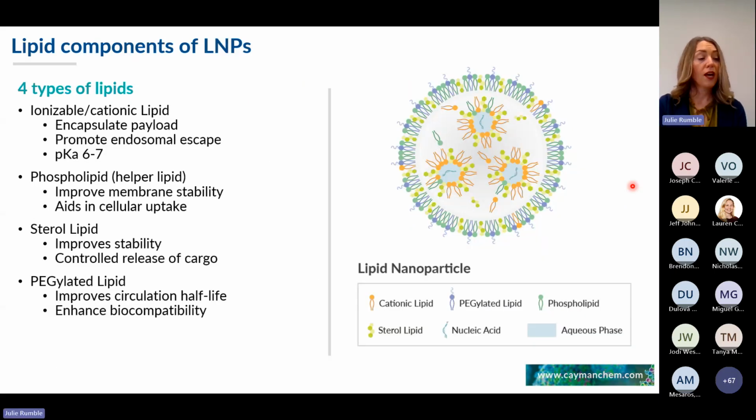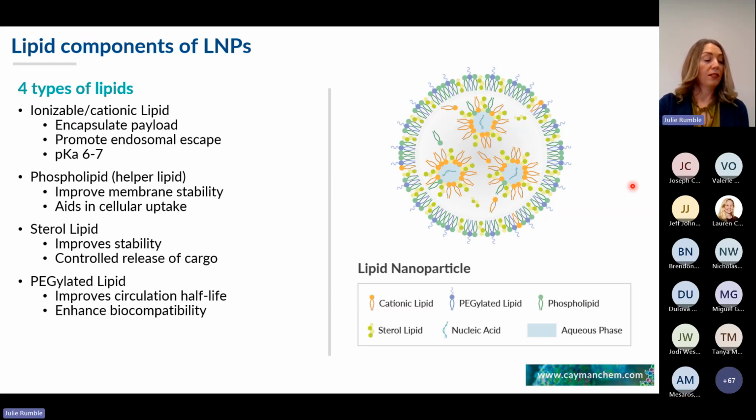Let's take a closer look at the 4 types of lipid components found in an LNP. First, we have the ionizable or cationic lipid. They play a key role in both encapsulating the nucleic acid payload and releasing the payload into the cytoplasm of the cell after transfection. I want to take a moment here to differentiate between ionizable and cationic lipids. A cationic lipid has a permanent positive charge on its head group, while an ionizable lipid is neutral at physiological pH, but becomes positively charged under an acidic pH.